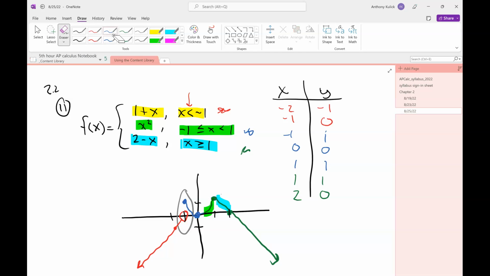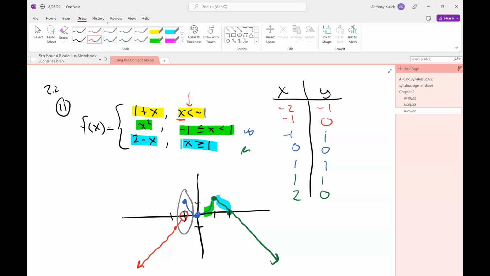Why not for the other one? The green one? No, like the other little point in the red. Because -2 is less than -1, right? If I plug -2 in for x, that's less than -1, so that's in the domain. That's why it gets a filled in circle. But -1 is not less than -1, so it has to get an open circle.